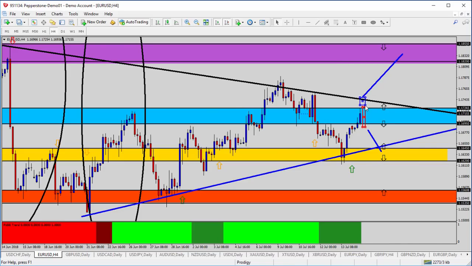Those are the two scenarios that we're going to watch for today here on the euro. Either it breaks out above here to go higher, or it suddenly reverses to head back down to the yellow zone today for the euro dollar.